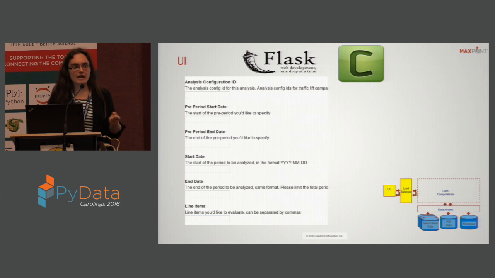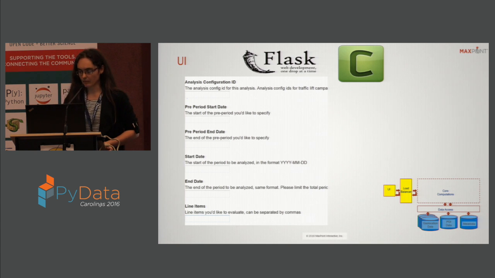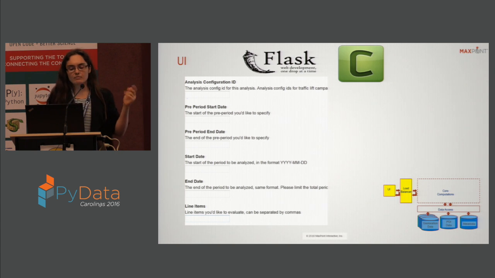They can go in and say, I want to know for this advertising campaign, for these dates, what happened with visitation to my stores. So this is an internal UI, so it doesn't have to be fancy, and it allows us to get things out very quickly. And so we were very happy to have Flask and Celery to allow us to quickly make this UI.